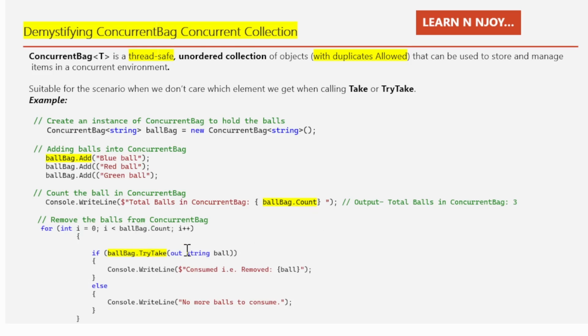So here I am just using this TryTake method of this ConcurrentBag class. It will make sure that if the ball is available, then it is just going to execute this statement. Otherwise, it's just returning the false value. So this if statement will not get executed. Instead, this else statement is going to get printed into the console window: No more balls to consume.